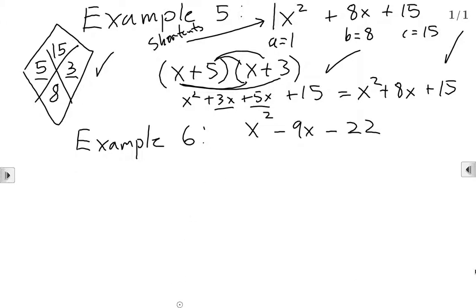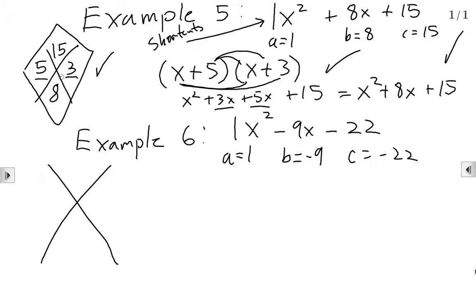Example 6, we're going to be able to take a shortcut again. Because x squared has a 1 in front of it, our a value is 1. So that's why we can take a shortcut. Our b is negative 9, that minus symbol matters. And our c is negative 22, that minus symbol matters. Let's go ahead and set up our diamond, although we're just going to do the x, the inside of the diamond. B is for bottom. And then A times C, 1 times negative 22, that's going to be the top of our diamond.